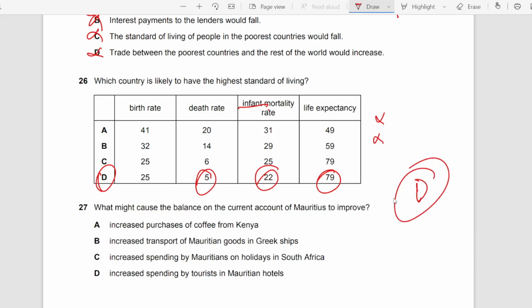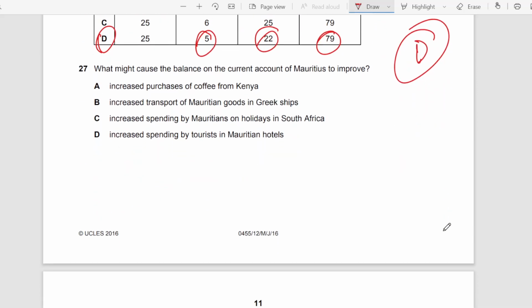What might cause the balance on the current account of Mauritius to improve? The balance on the current account of Mauritius. Now you guys know what a current account is, right? Increased purchases of coffee from Kenya. When they purchase coffee from Kenya, the money is flowing out of the country. It's not improving the current account.